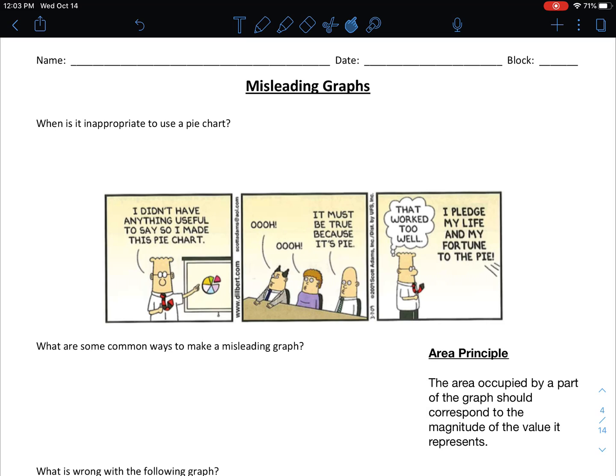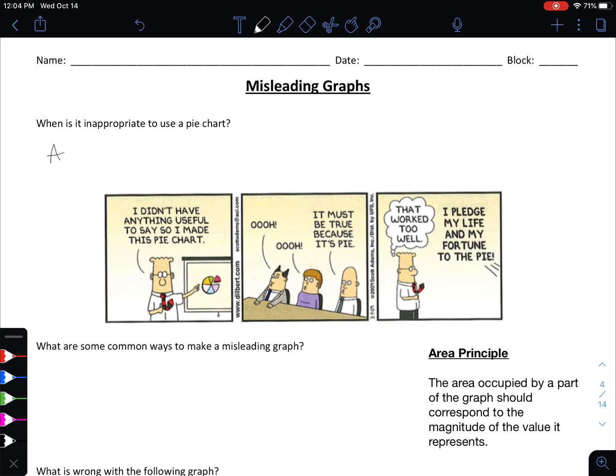Because a lot of times, especially with advertisements and things that are posted in the media, graphs that are used are not the best. In fact, a lot of them are made to make you think a certain way when really the actual data behind the graph is telling a totally different story. So this is probably one of the most important sections for us to talk about in this second unit.